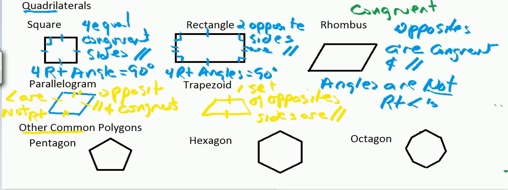A few other common polygons you want to be familiar with their names is the pentagon, which has 5 sides. A hexagon has 6 sides. And an octagon has 8 sides.